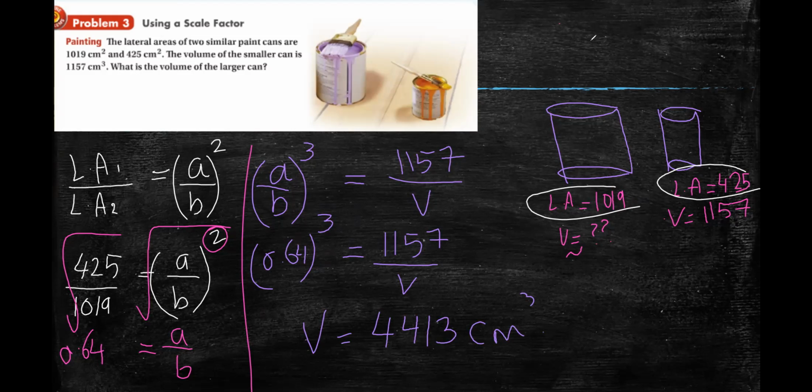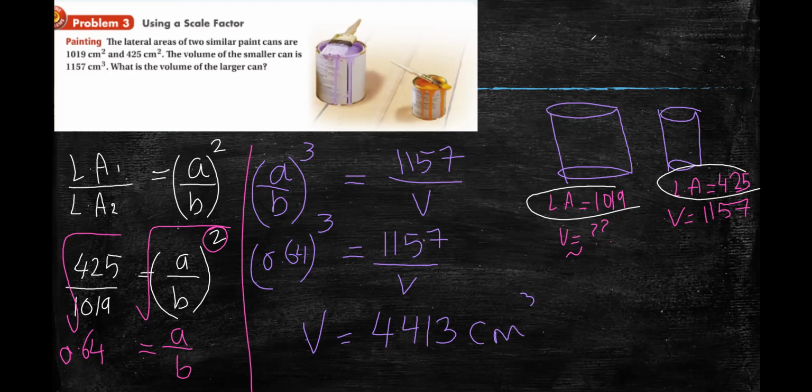Here it's like two steps. From the lateral or surface area, you will find A over B. The cube of A over B, you will write the ratios of the volume. From the ratios of the volume, you can find the unknown volume of the solid shape. Is it clear?